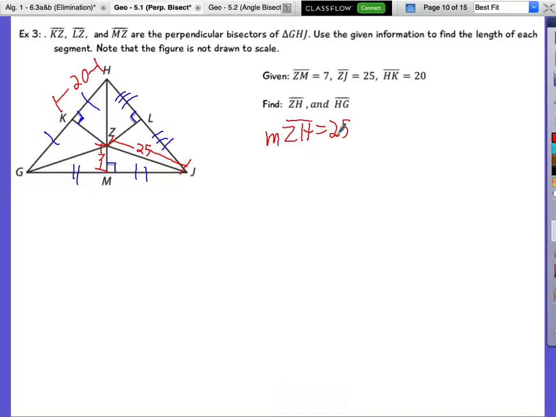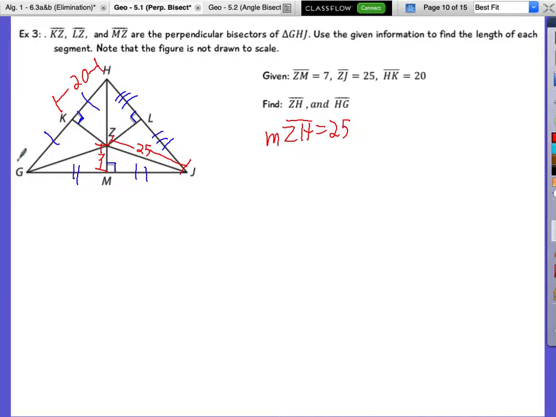Okay, so the circumcenter Z is equidistant to all the vertices. So that means ZJ, ZH, and ZG are all the same length. ZJ is 25, so is ZH. How do we know what HG would be? 20 plus 20.